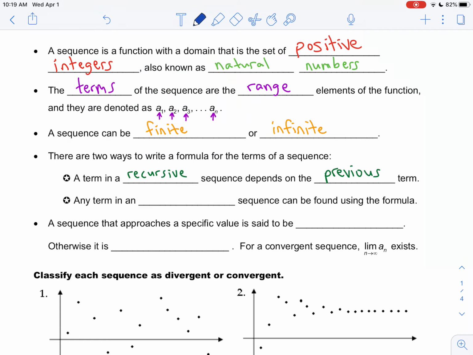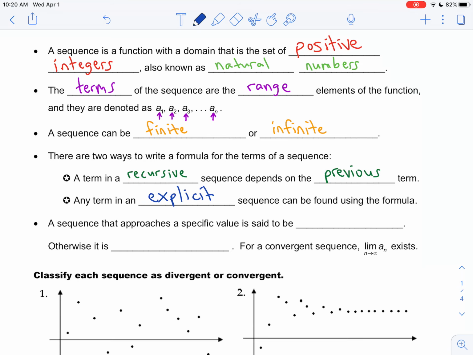The one that you're going to love more than anything is an explicit rule. With explicit formulas, you can find any single term. You want the 54th term, put 54 in for n or whatever variable you have, and you'll get the answer.